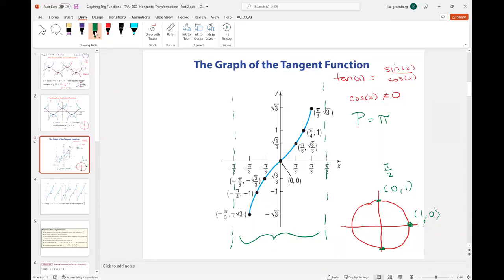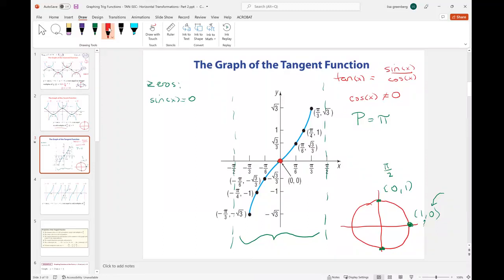So for the zeros, I'll write it over here. For the zeros, we want to figure out where the sine of x equals 0. And we'll look at our unit circle and we can see here that the sine of 0 is 0. And there's our point 0, 0.